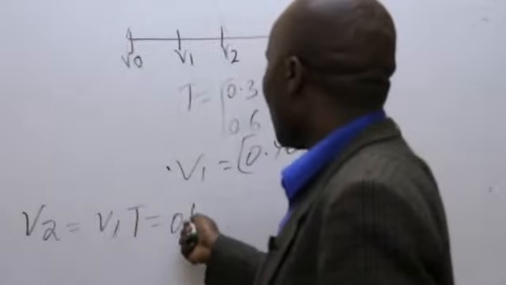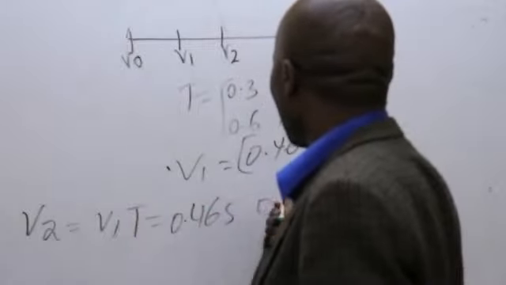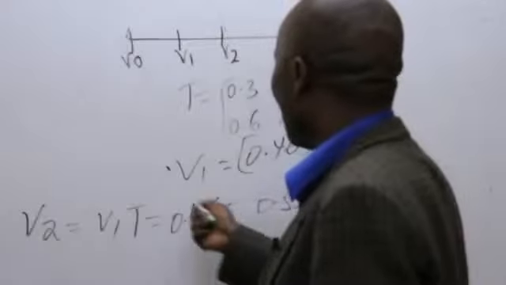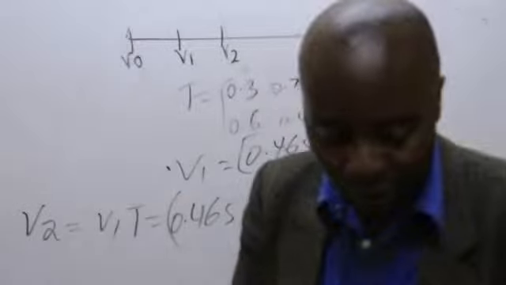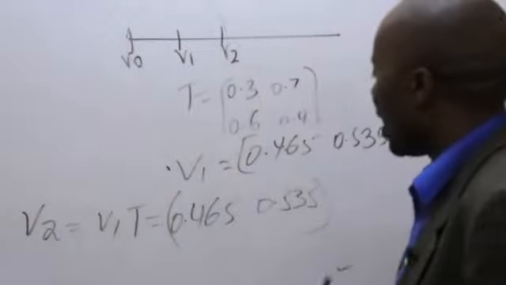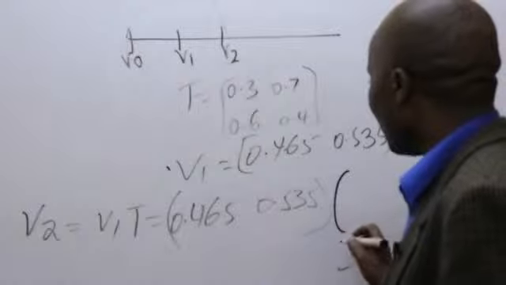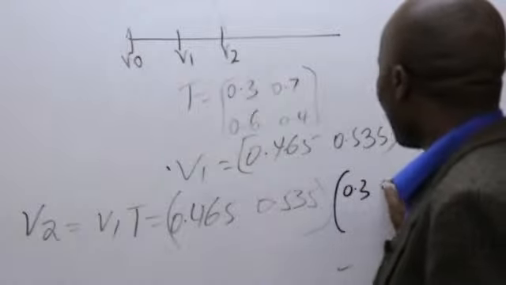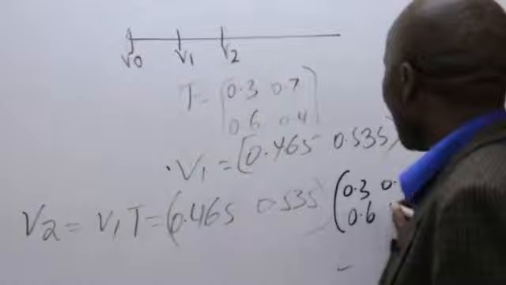Vector 1 is 0.465, 0.535, multiplied by our T matrix. How will this T matrix look like? So we have our T matrix, ladies and gentlemen, which is 0.3, 0.7, 0.6, 0.4.